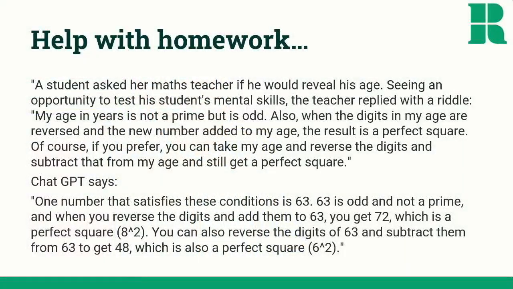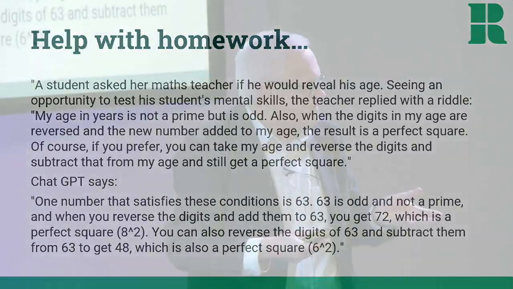So my daughter does this maths extension thing. Simon Singh organizes this. And she types in this really difficult problem, and it comes up with a response to this. One number that satisfies these conditions is 63. 63 is odd and not a prime. When you reverse the digits and add them to 63, you get 72, which is a perfect square, 8 squared. You see what I mean about it? It makes stuff up. It's overconfident. That is clearly wrong. But, you know, hopefully my daughter spotted that was just nonsense.